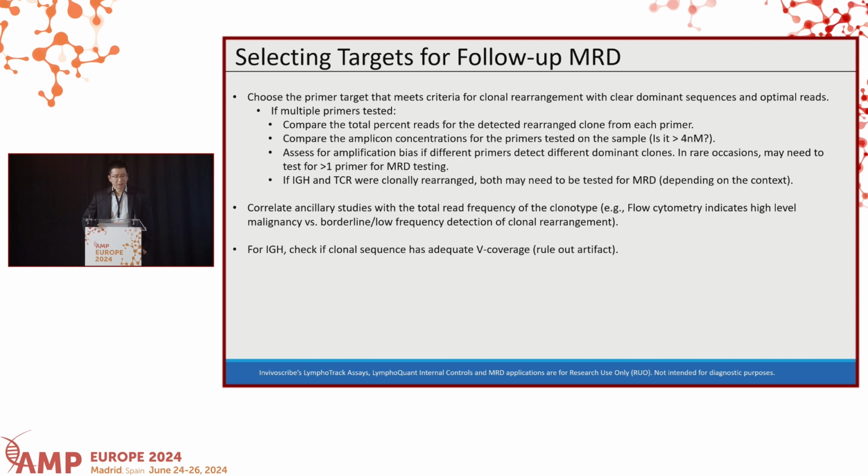In rare occasions, you may need to test for greater than 1 primer for MRD testing. If IGH and TCR were clonally rearranged, both may need to be tested for MRD depending on the context. You can correlate ancillary studies with total read frequency of the clonal type tested by a specific primer. For example, if flow cytometry indicated high level of malignancy, but borderline or low frequency detection of a clonal rearrangement, you have to test with multiple primers to confirm the clone. For IGH, you can check if the clonal sequence has adequate V coverage to rule out any artifacts.